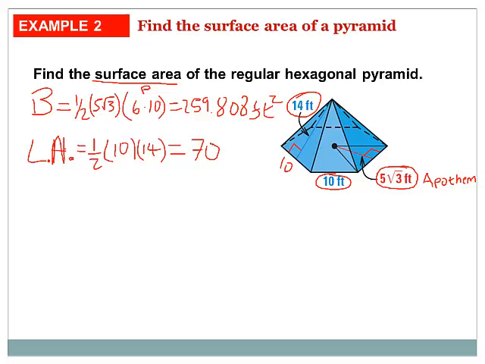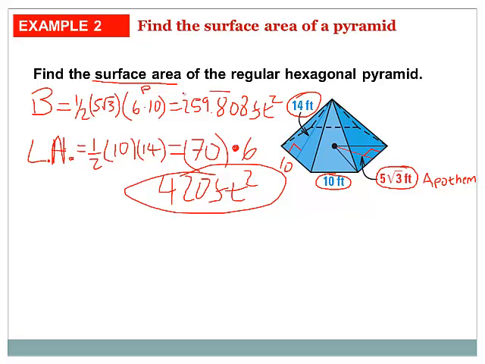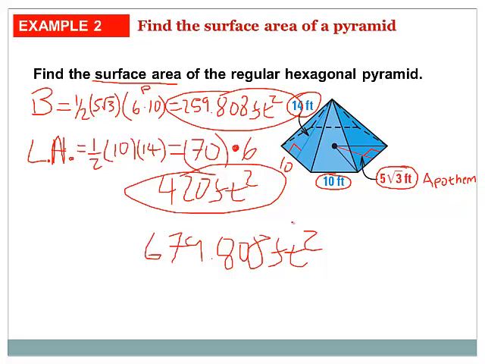Now the thing we need to take into context is we have 6 of these triangles that are slant heights or lateral areas. So we need to multiply this by 6. If we do that, we get 420 feet squared. If we're trying to find the total surface area, you add up these two numbers, so 420 plus the 259, and that gives you 679.808 feet squared for your total surface area.